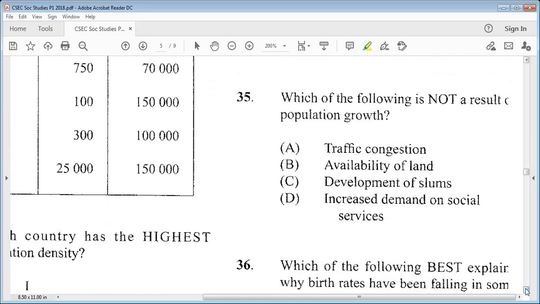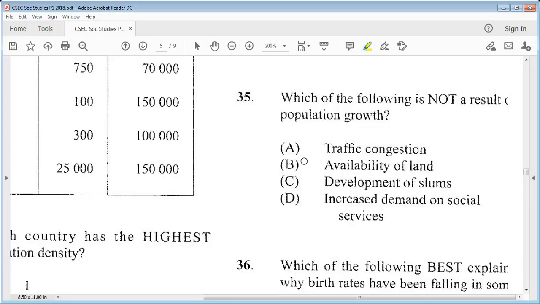Let's go on to 35. Which of the following is not a result of population growth? A, traffic congestion, B, availability of land, C, development of slums, or D, increased demand on social services. So based on what this is kind of linked to 34, when we have population growth, based on what we have just said, we know A, traffic congestion is going to be a result of population increasing, the number of persons increasing in the population.